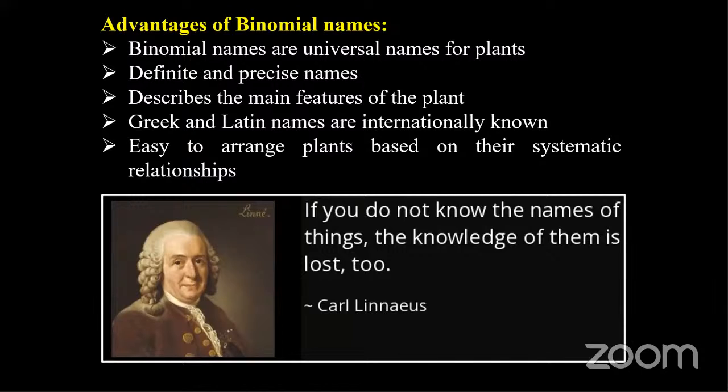Again, these names are in Latin or Greek, and they make it easy to arrange plants based on their systematic relationships. The important aspect of a nomenclature is that it is mostly utilized for the communication of plants, and it also denotes the relationships among the taxa. So all these aspects are governed by binomial nomenclature. That's why binomial nomenclature has been used mostly after Linnaeus in botanical nomenclature.